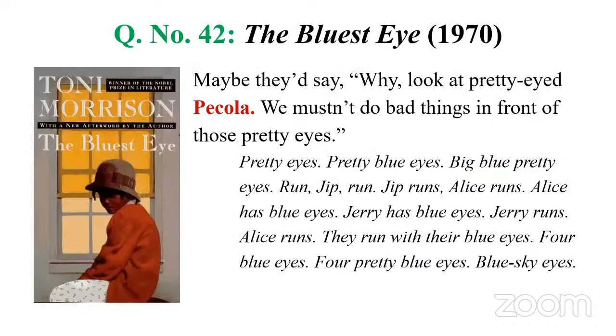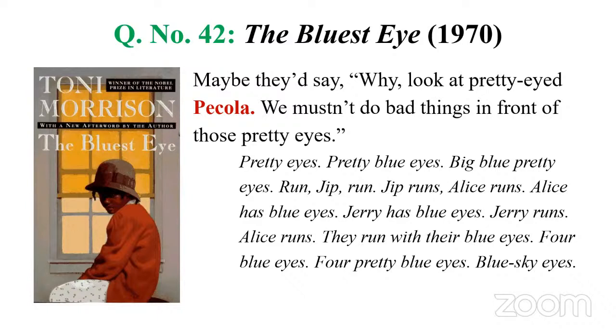Then we go to Toni Morrison, the Nobel laureate, and The Bluest Eye, published in 1970. Why do they often quote this work or her other famous work, Beloved? If you read Toni Morrison, you should read Beloved as well as this work. In this work, it talks about racial discrimination and a black girl who is obsessed with the blue eyes, or bluest eye, of white people.